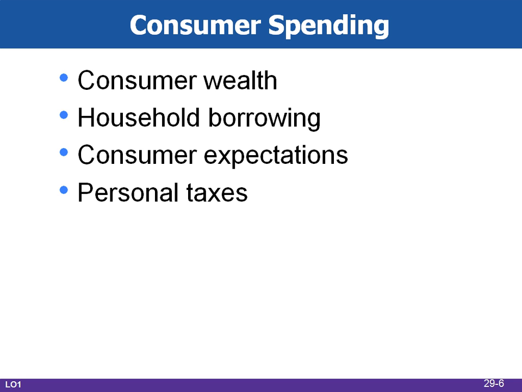Expectations of future higher incomes or higher prices will increase current household spending and aggregate demand, while expectations of lower household spending or lower prices will decrease aggregate demand. A reduction in personal income taxes increases disposable income and thus increases spending by the household and increases aggregate demand, whereas an increase in taxes will decrease our disposable income, which decreases household spending, which in turn decreases aggregate demand.